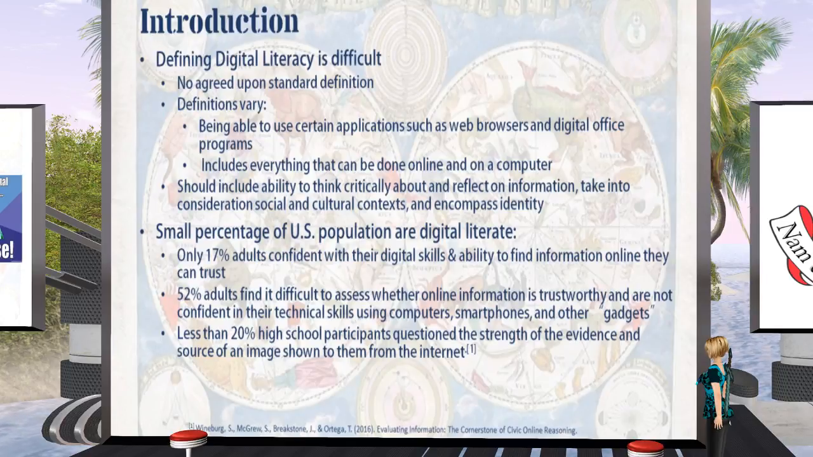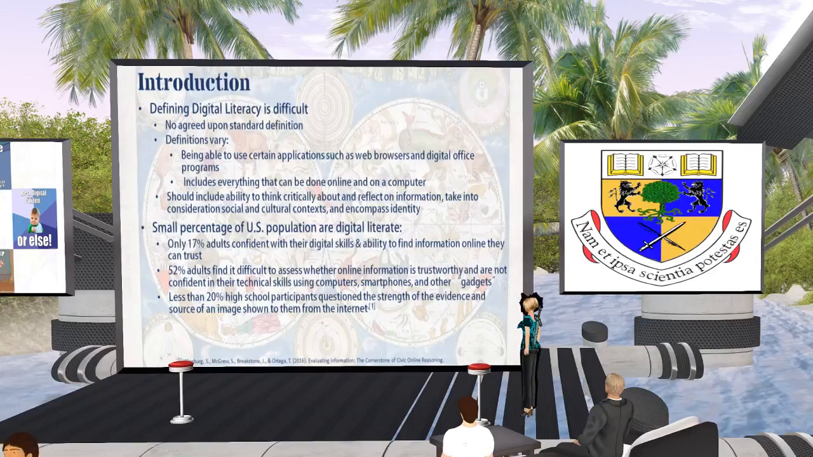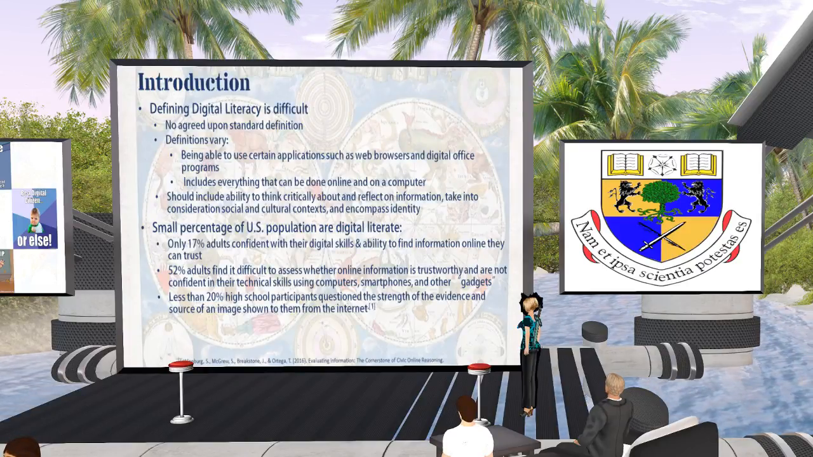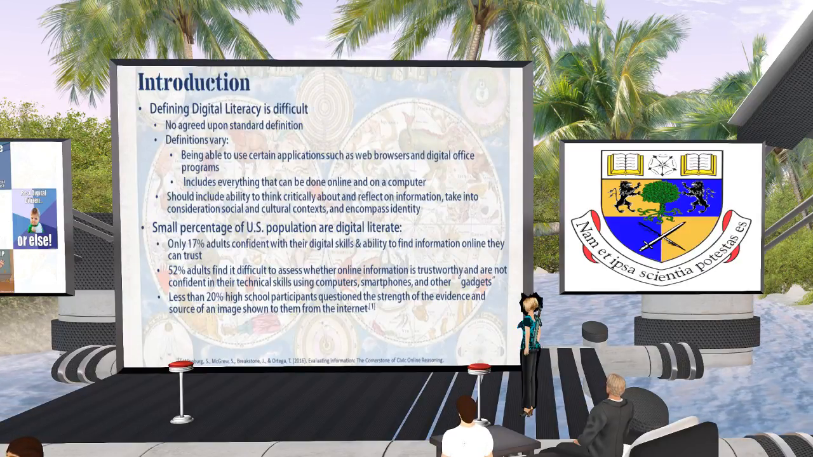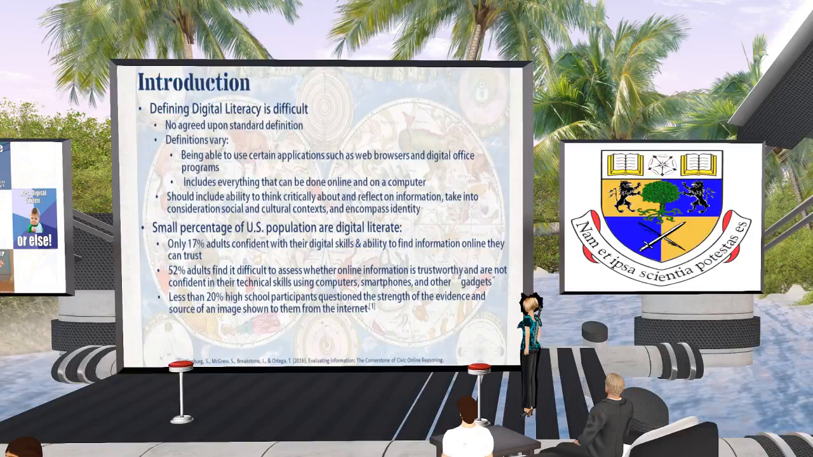A full 52% find it difficult to determine whether information is trustworthy and are not confident in their computer skills. And in an age when all our kids are born digital natives, only 20% of high school kids can determine whether images they see are actually real. That's actually pretty scary. This dismal state of affairs means that those of us in the 17% in the US and other confident folks in other countries have our work cut out for us.